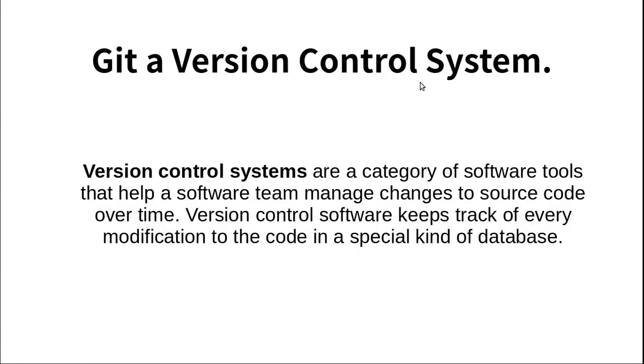So in the starting of the video, I told you that Git is a version control system, but what actually is a version control system? A version control system is basically a category of software tools which help a software team to manage the changes to the source code over time. The version control software will keep track of all the modifications that you make to your code by keeping track of those changes in a special kind of database. That is what a version control system is, and Git is one of those, you can say the best of those.